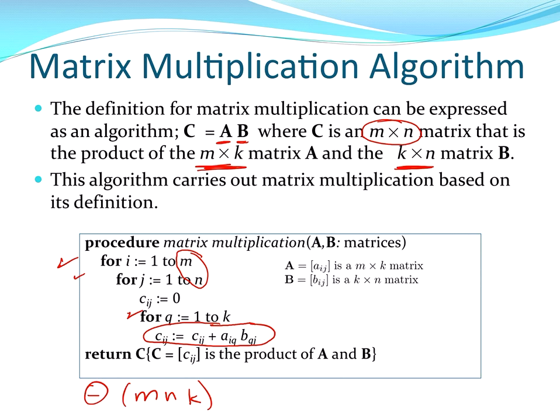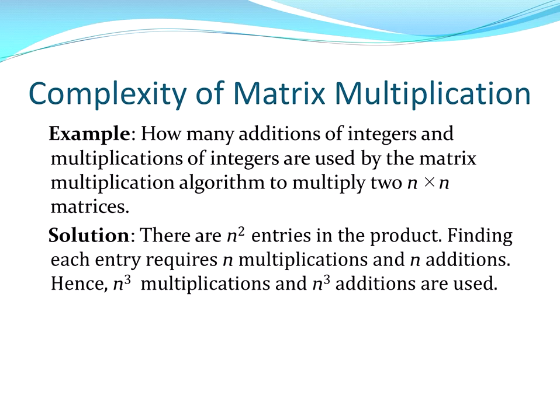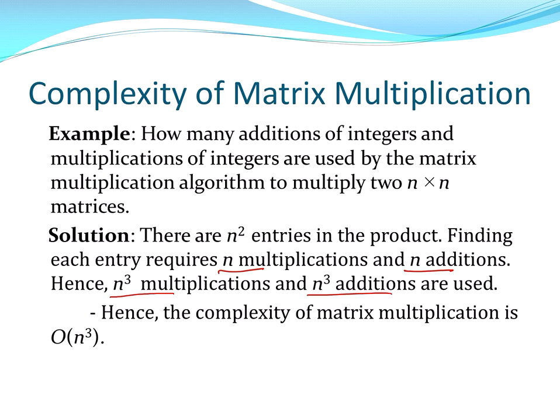Now, what if we have a square matrix where it's an n by n matrix? In that case, we would have big theta of n cubed complexity. And that's what we say on the next slide. If they're n by n, we've got n squared entries. Each one of those has n multiplications and n additions, which means we have n cubed multiplications and n cubed additions. And then we saw how that one had 3 loops that were nested to give us n cubed.